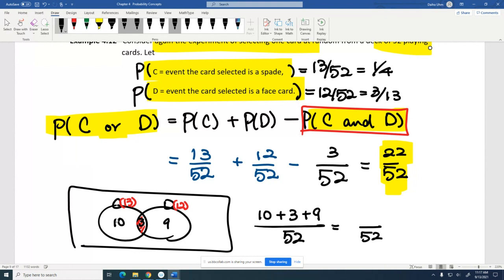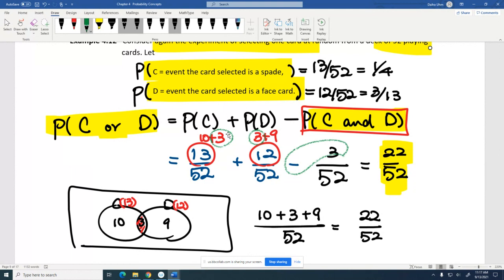How many in the numerator? 22 again. Because 13 was 10 and 3, and 12 was 3 and 9. We added 3 twice, so we have to delete one of them. Yes, it must be the same, right?